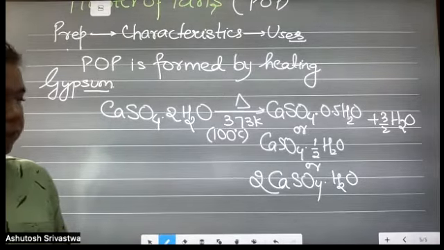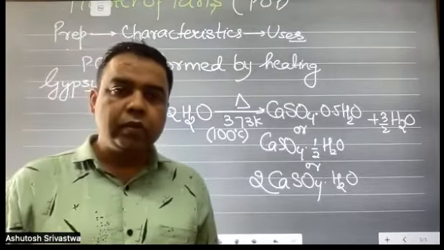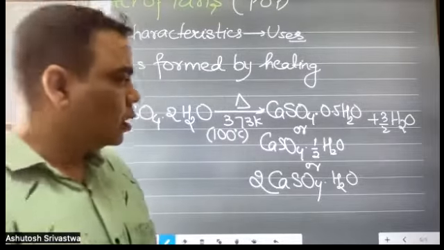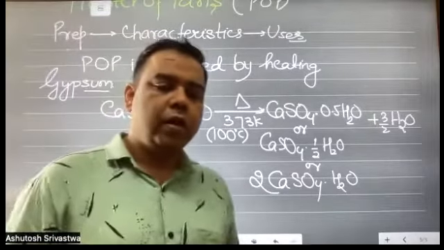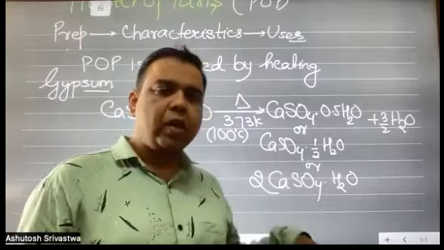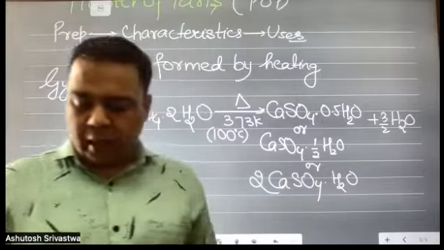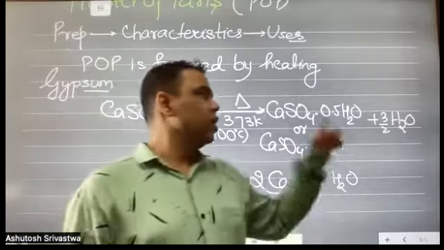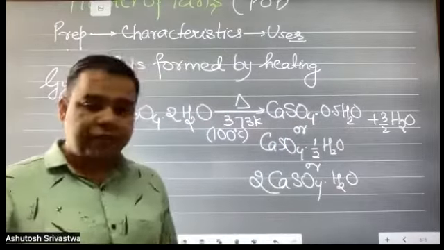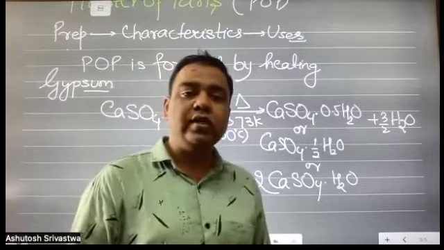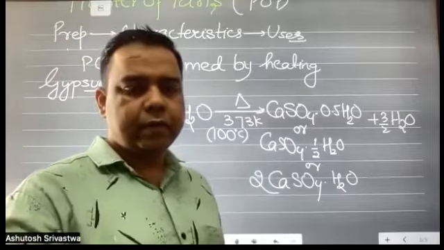But sir, how do you add 3 by 2 H2O to make it? No, we are not going to add it. What we are doing is we are heating. While heating, the compound that is formed, if the temperature is around 100 degrees centigrade, is CaSO4·0.5H2O, and 3 by 2 H2O is released out. The water is released, we are not releasing it. Okay.